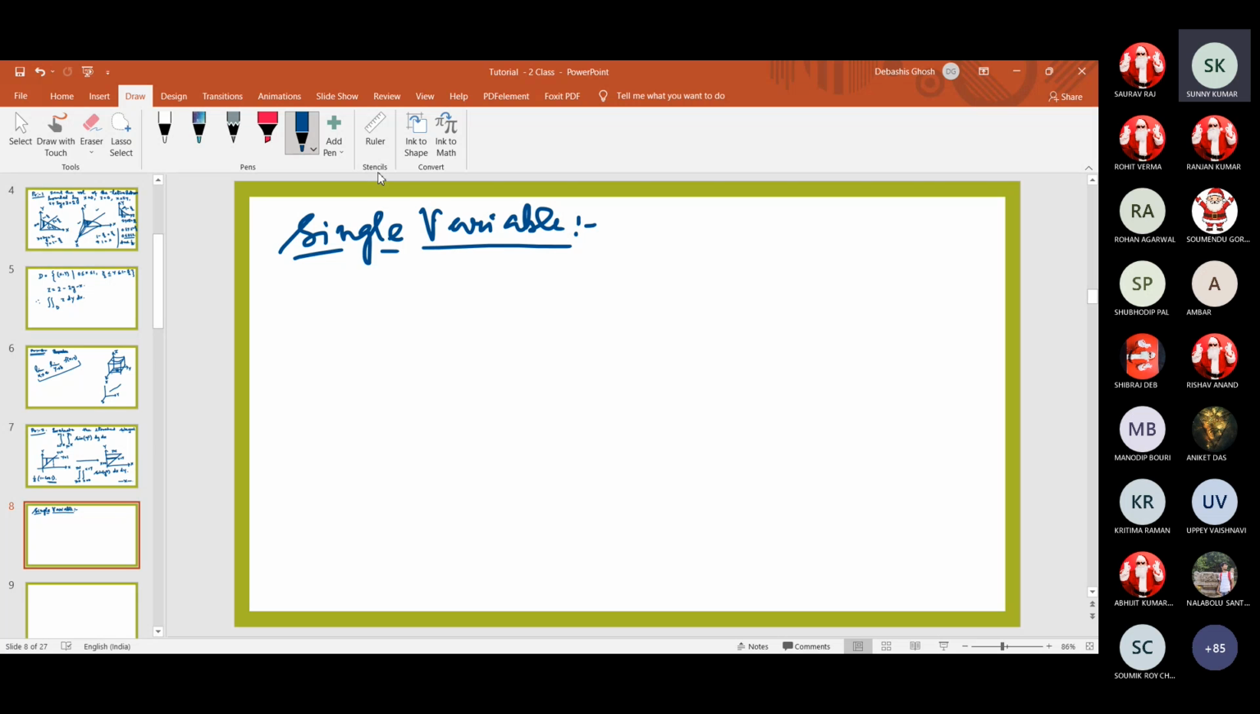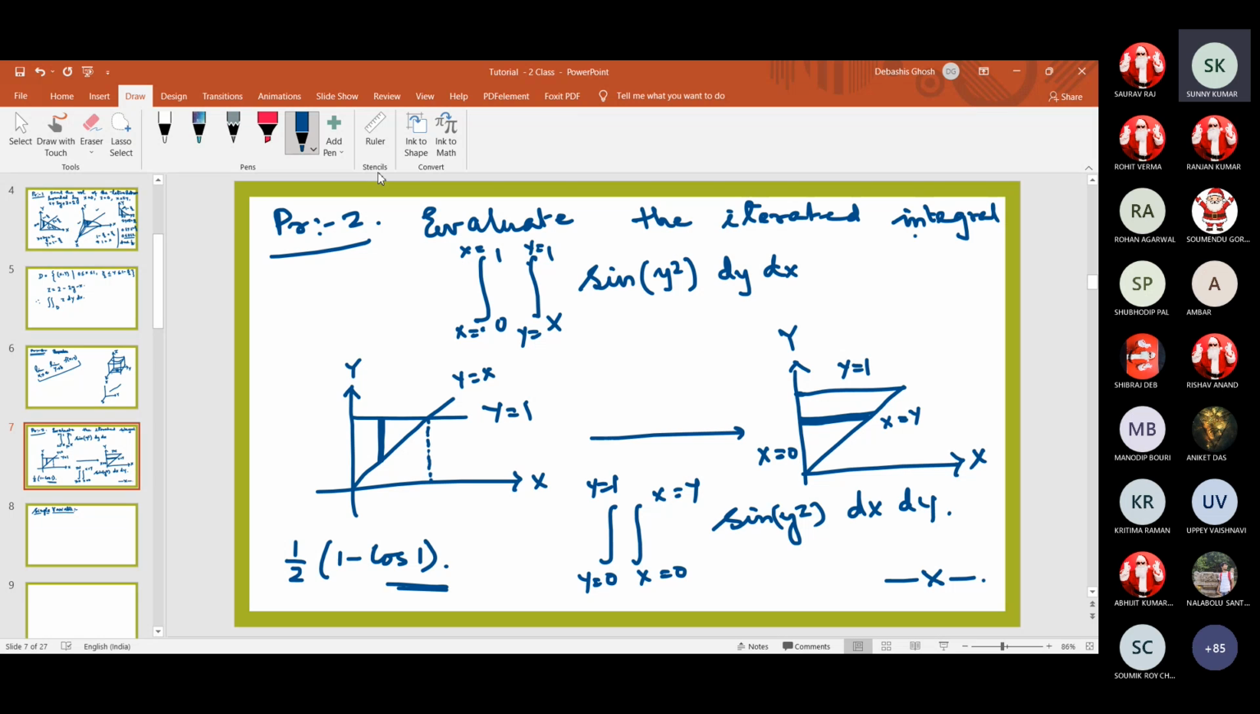Sir, please go to the seventh page. Seventh page, okay. Sir, here the first dy dx, if you consider the first graph on the left side, the strip you have taken, that is dx first. Did I write the dx?